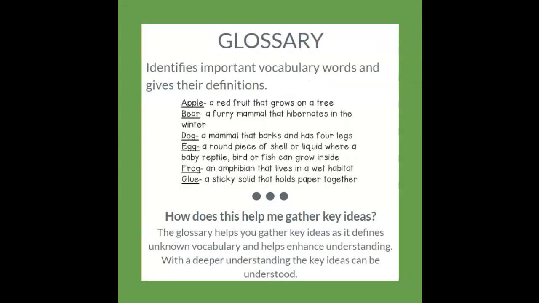Another text feature you will see in your writing piece is a glossary, and that identifies important vocabulary words and gives their definitions. We can see an example of important vocabulary words here: apple, bear, dog, egg, frog, and glue, and it gives their definitions. So how does this help me gather key ideas?